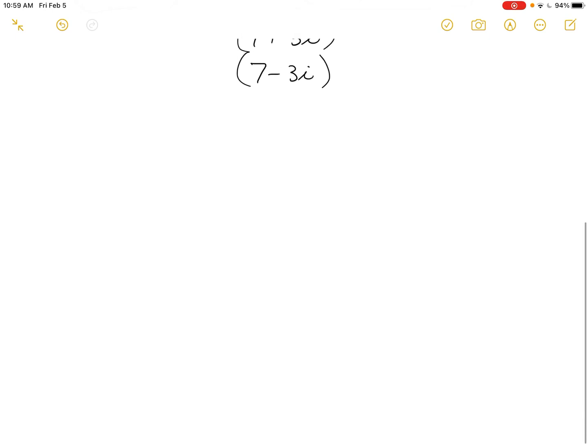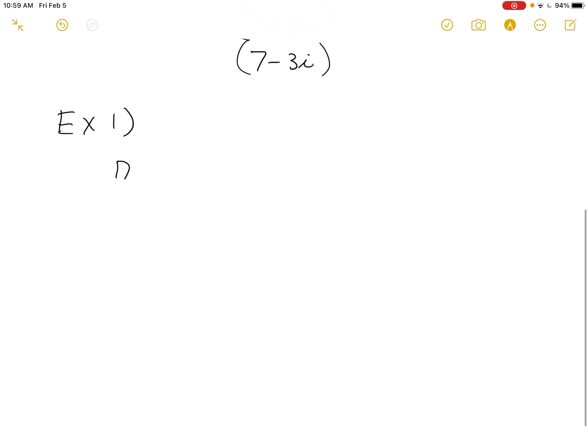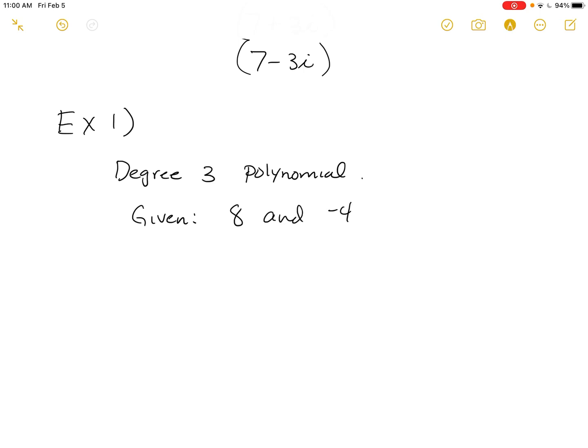So for example, this is the first example that I saw. So I'll call this example 1. What they tell us is that we have a degree 3 polynomial. And this is very similar to another section. And they want you to find all the zeros. Okay, and so they give you some zeros. Given 8 and negative 4 minus i are 2 of the zeros. And they want you to find the third.